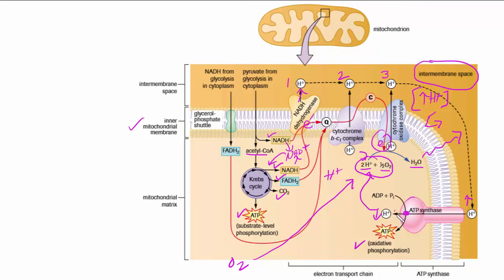or this whole part could be considered the enzyme. And as the hydrogens flow from high concentration to low concentration, that's facilitated diffusion, they stimulate the enzyme to convert ADP and Pi floating in the matrix and convert that into ATP.